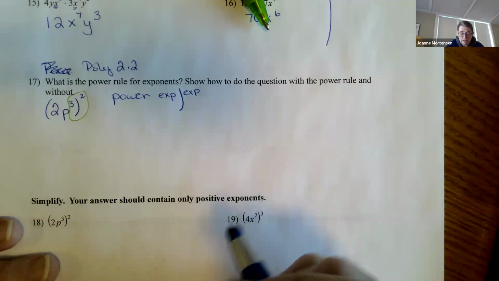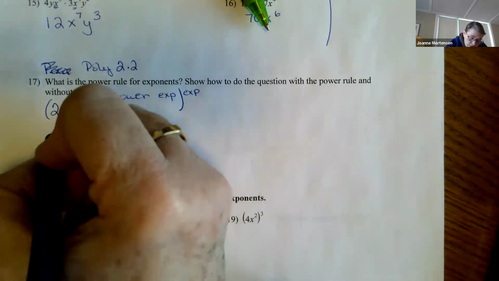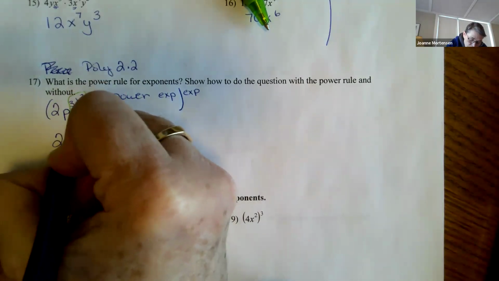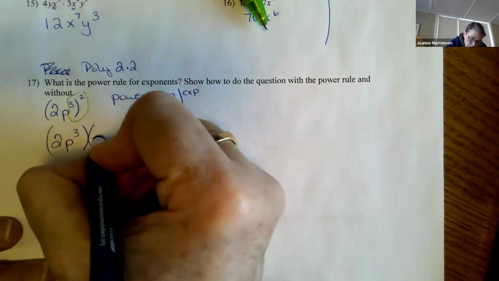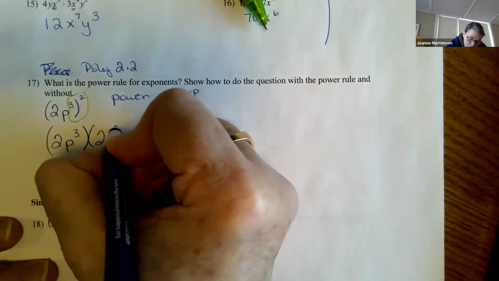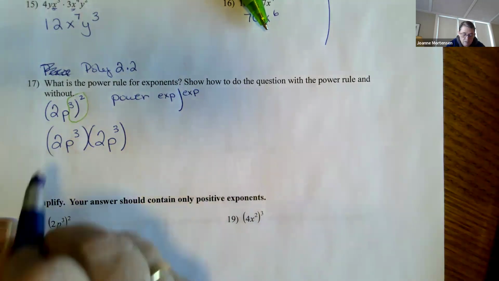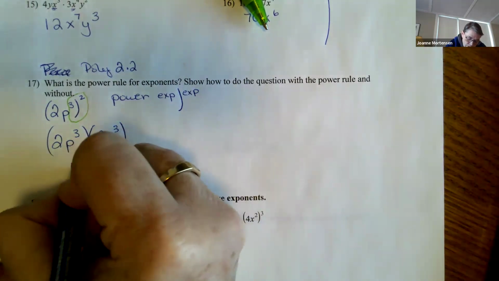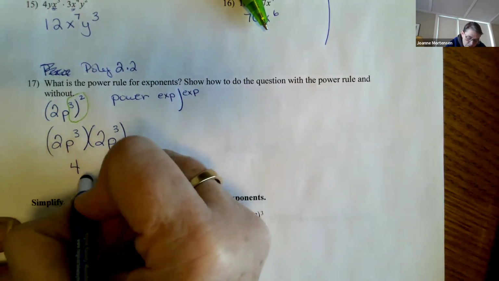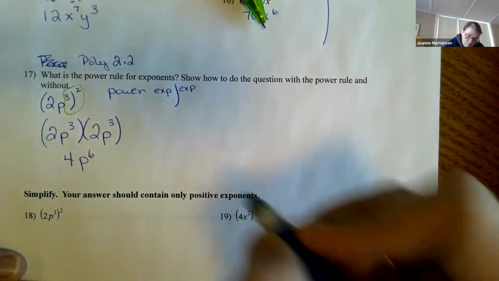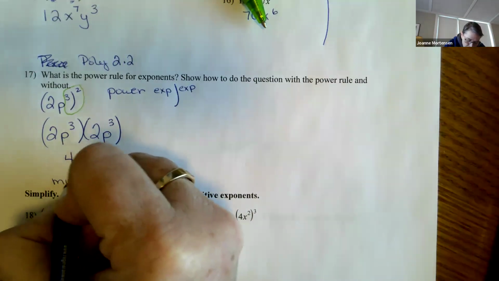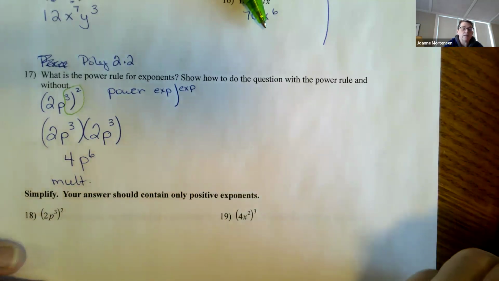Before last semester, I said, this is easy. All you do is just follow the rules you already know. There's my base, remember? And this says write it out twice because I'm going to multiply it. So 2 times 2 is 4. P^3 times P^3 is P^6. Multiply the coefficients, add your exponents. So this really is just multiplication we already know.